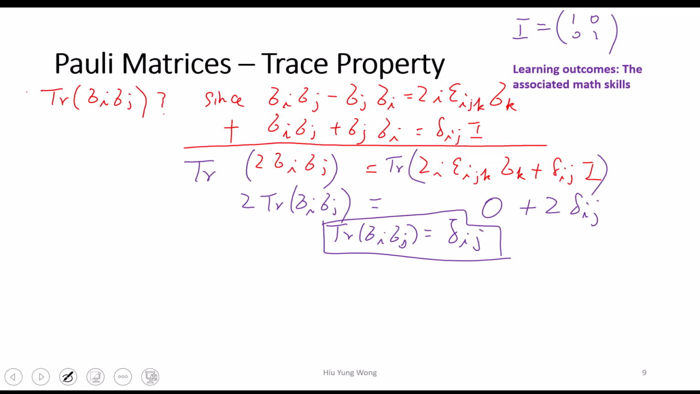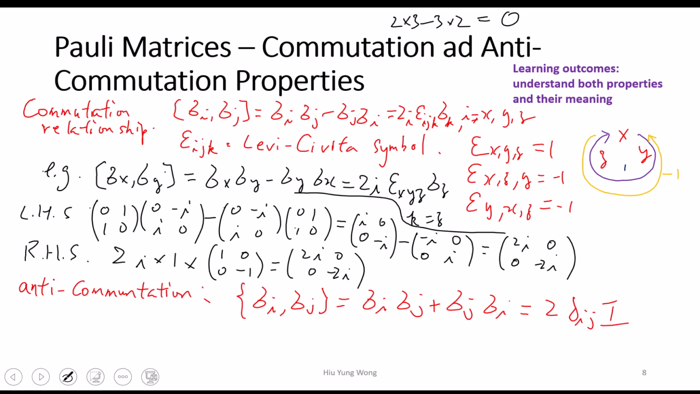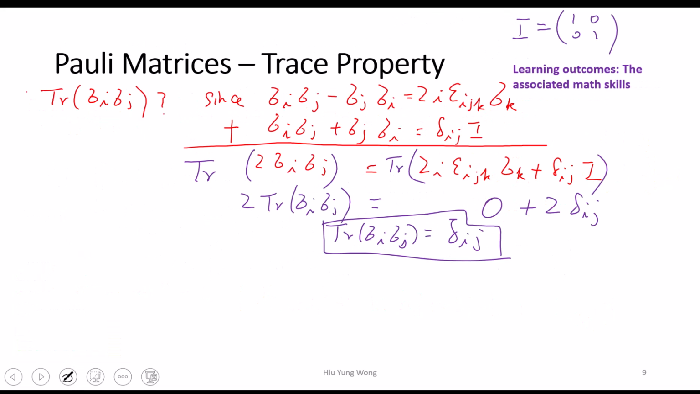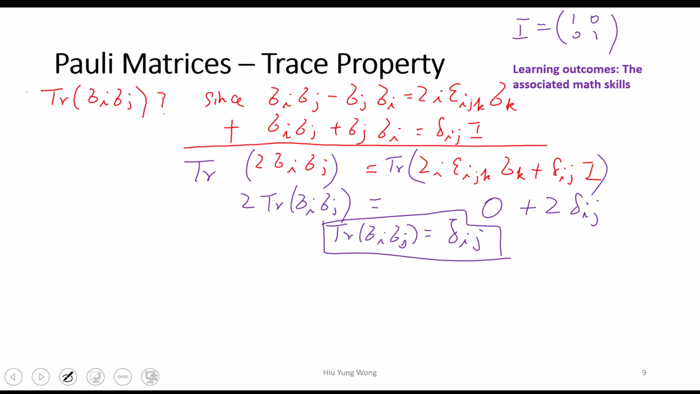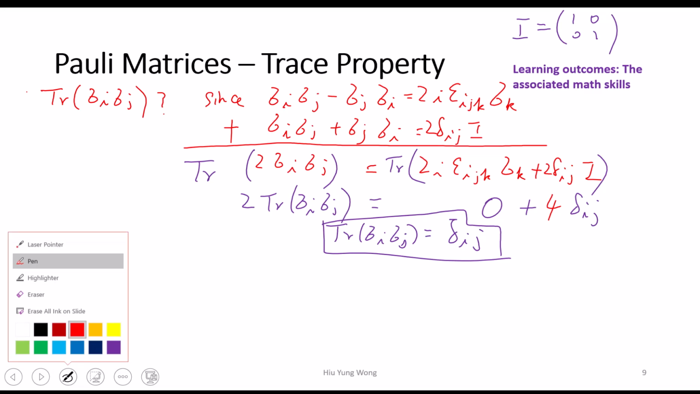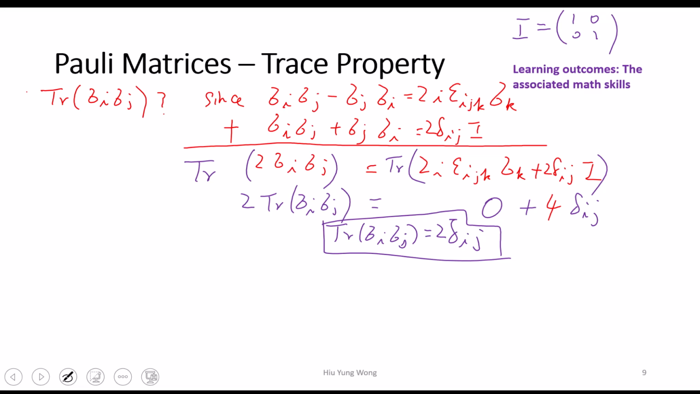So what does it mean? If you are multiplying, do I get something wrong again? Isn't the anti-commutator 2 delta ij? Exactly, that's why I got a 2 missing. Thank you. It should be 2 delta ij. So I get something wrong, and I'm sorry for that. I should have a 2 here. Maybe I change it back to red so you don't think it is extra. So this should be 2, then this should be 4, and then this is 2. Yeah, I got it wrong. Should be 2 delta ij.